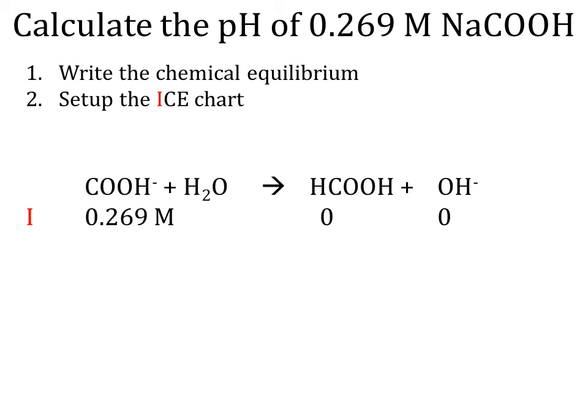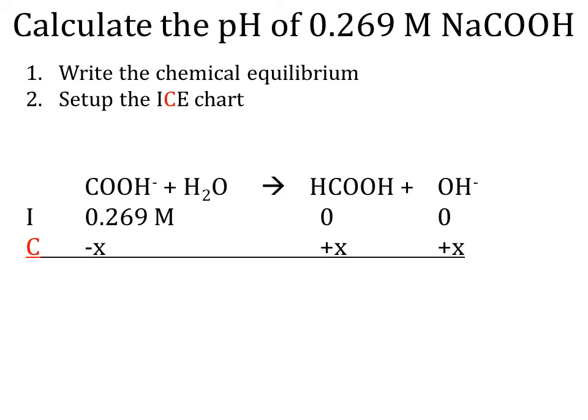Our second step, now that we've established the chemical equilibrium, is to set up an ice chart. On our initial line, we start with 0.269 molar formate. We ignore water because its concentration will not change. Our initial concentration of formic acid is 0, and our initial concentration of hydroxide is close to 0. On the change line, as usual, we place minus x on the left side and plus x on the right side for formic acid and hydroxide.